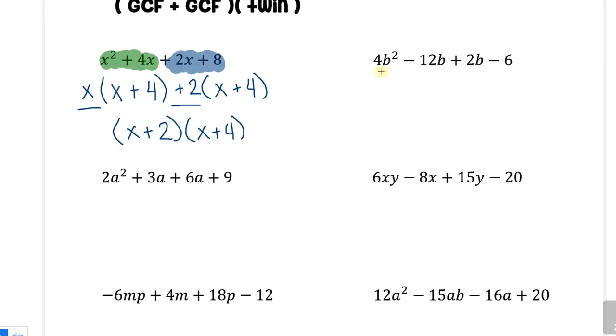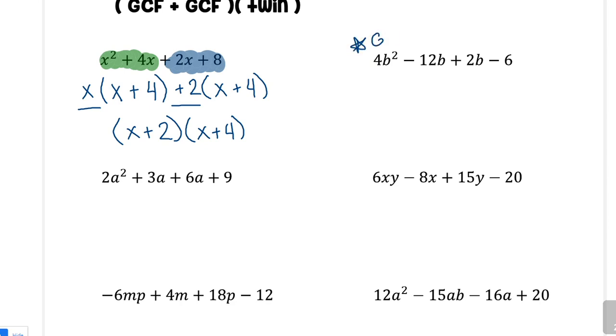Okay, let's look at the next one. We have 4b squared minus 12b plus 2b minus 6. Here is where it gets a little tricky. So when we are factoring, the very first thing you have to do, no matter what type you're doing, is find the greatest common factor, if there is one. Here we have 4, 12, 2, and 6. They are all divisible by 2. So we are going to factor out a 2 first before we do anything else.